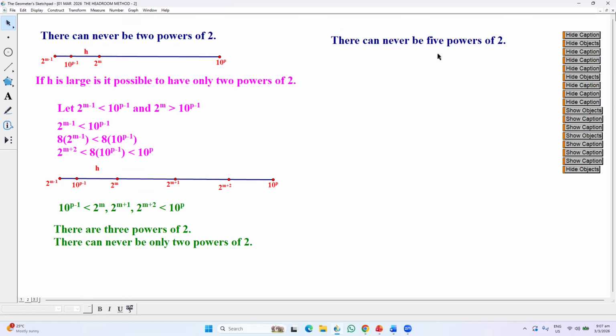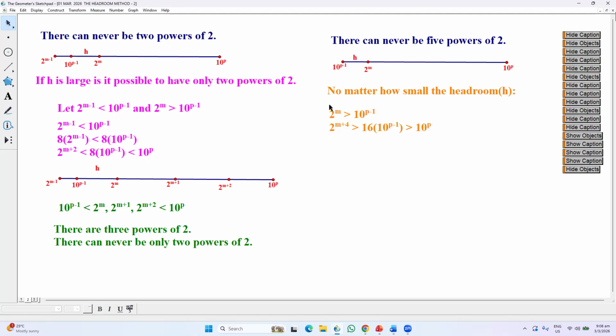There can never be 5 powers of 2. We say there are always 3 or 4 powers of 2. We will now show there can never be 5 powers of 2. Again, with the headroom H, no matter how small, we want to make this H as small as possible to have more powers of 2 inside the interval. But 2 power m is more than 10 power p minus 1.